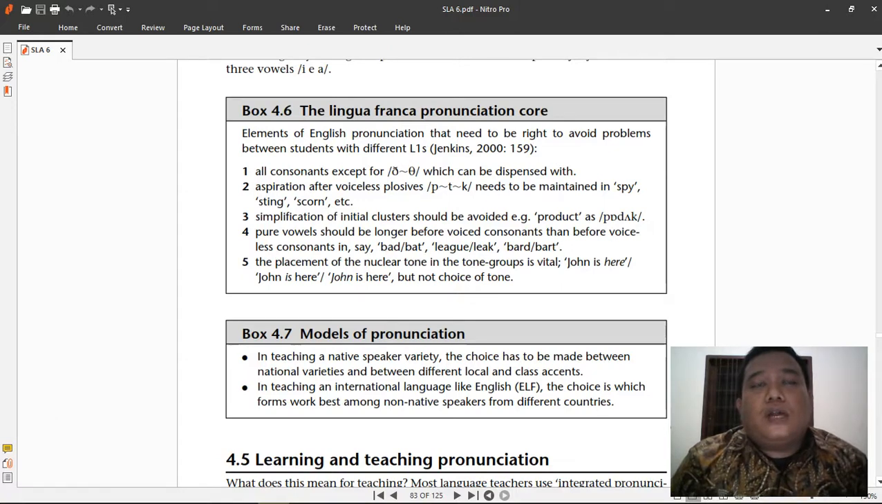But people in Japan tend to find it difficult to pronounce the R sound. They do a deletion, make the R sound gone, and it becomes poduct. Like when they translate hamburger into their language, they pronounce it with no R sound there, and it should be avoided. Okay, you may not do that. Pure vowels should be longer before voiced consonants than before voiceless consonants.